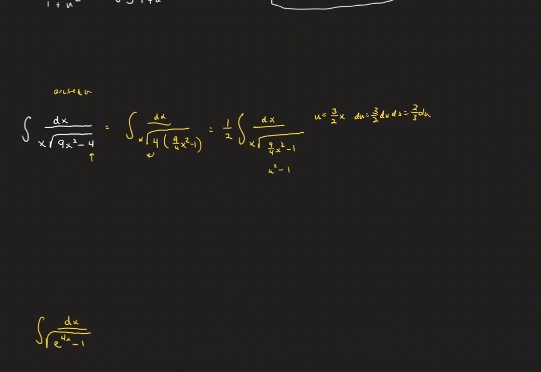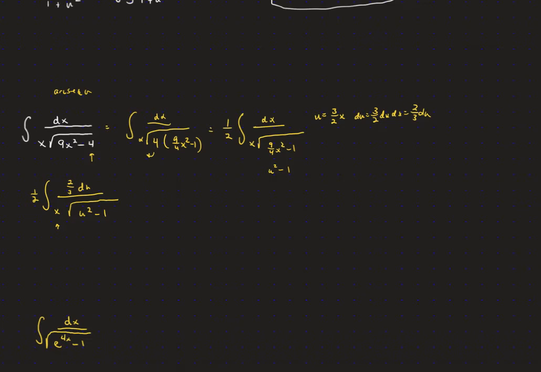Okay, so we have this 1/2 integral. The dx will be replaced by a 2/3 du. We still have that x. We're going to have to deal with that in a moment. And our radical has now become u squared minus 1. We're making progress. We got the 2/3, we're not worried about. We can pull that out. We've got the square root of u squared minus 1. We have the du. This x is a problem.